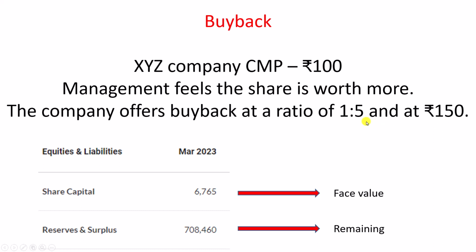So where does it give it from? The face value is given from the share capital and the remaining is given from reserves and surplus. Now what do I mean by face value and remaining value? You already know what face value is, correct? Let us say that face value of this company is 10 rupees. So 10 rupees is taken from share capital and given to me. Remaining 140 rupees is taken from reserves and surplus and given to me. So 10 plus 140 is 150, and that is what the company gives me and buys one share from me. So the company takes face value amount from share capital, remaining from reserves and surplus.